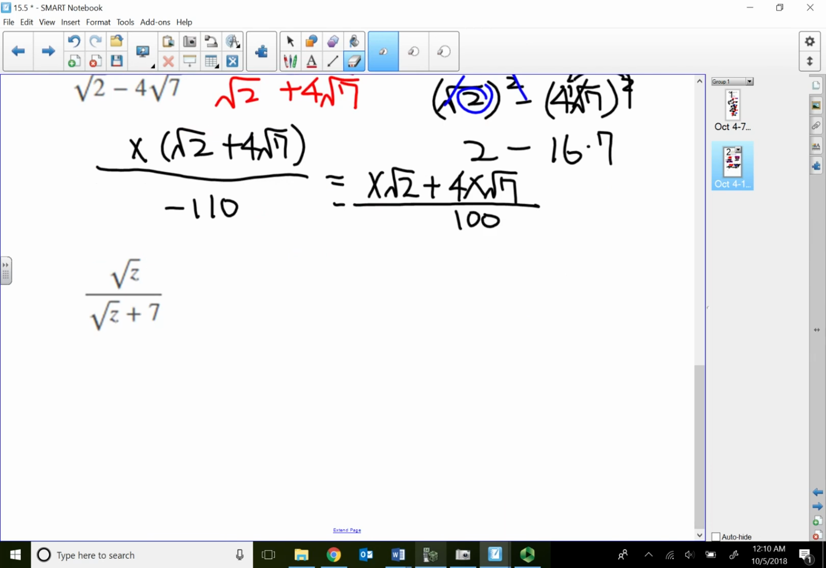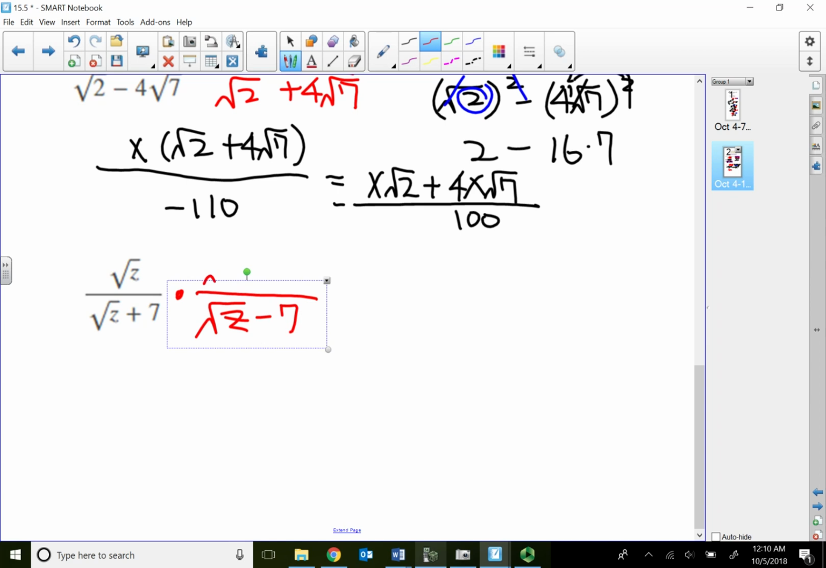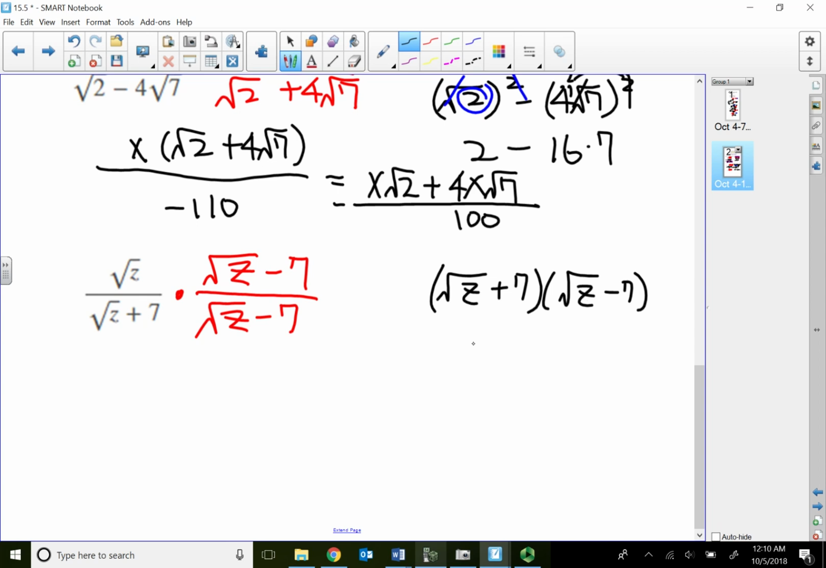This one is not as bad. Again, two terms in the denominator, so we conjugate, which means I will multiply by square root of z minus 7 on the numerator and the denominator. Let's see what this becomes. Square root of z plus 7 times square root of z minus 7. Difference of squares says my a, square root of z, the whole thing squared, minus my b, 7, the whole thing squared. Square and square root cancel out, that leaves me with z minus 49.